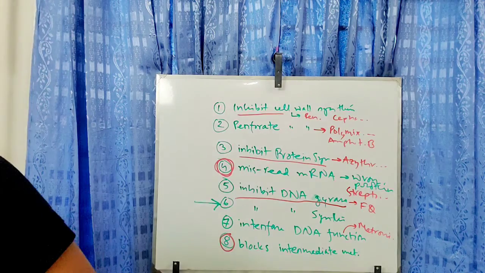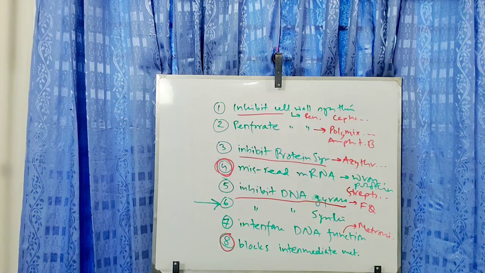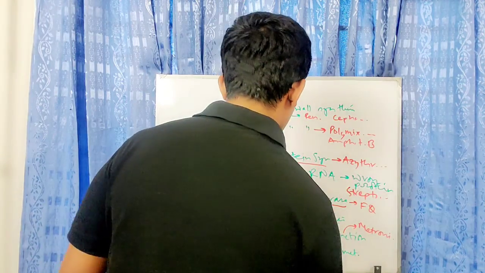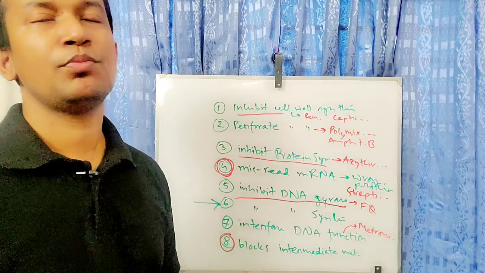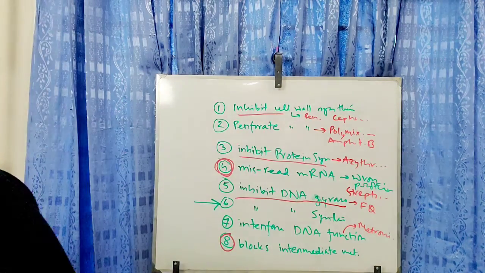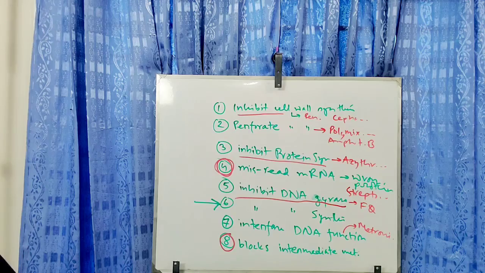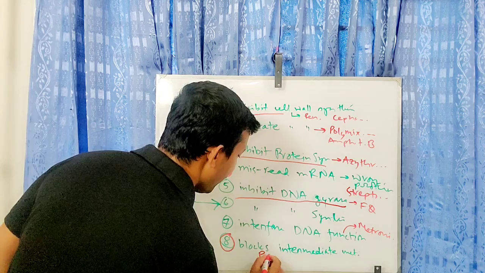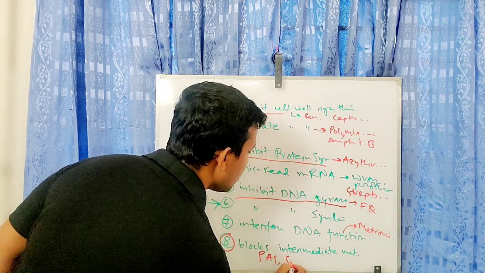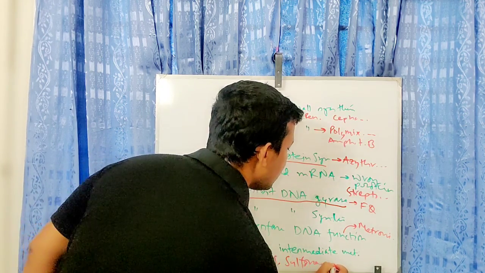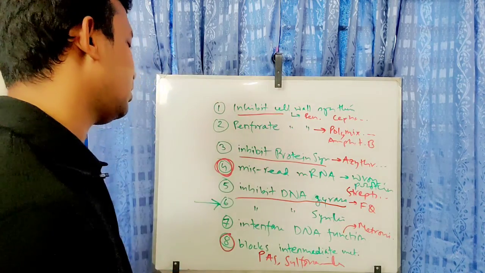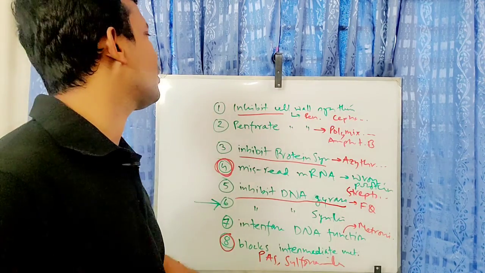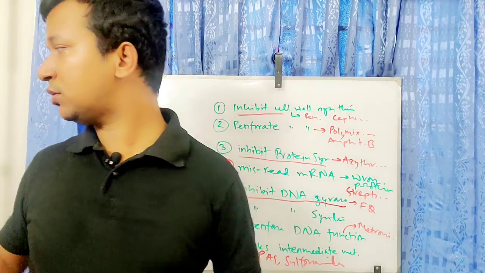So in this category, which one comes? Sulfonamides mainly, I think. Yes, sulfonamides like trimethoprim, then sulfamethoxazole. Mainly the sulfones and para-aminosalicylic acid. Those things actually block the intermediate metabolic process. So this is the classification of antibiotics based on the mode of action.